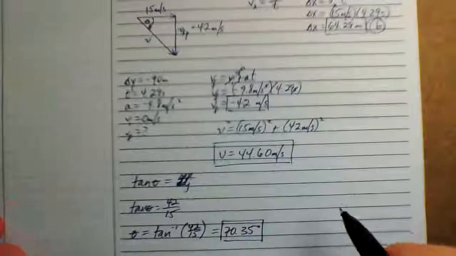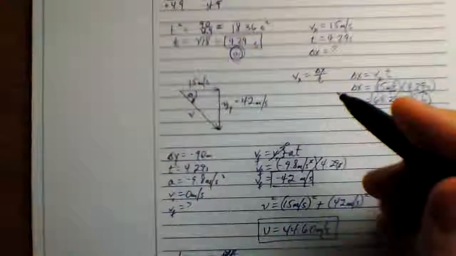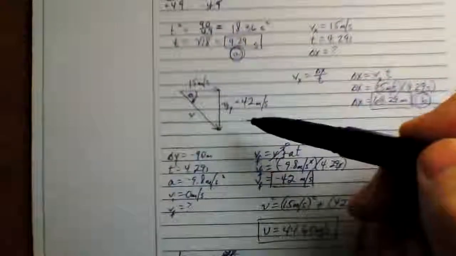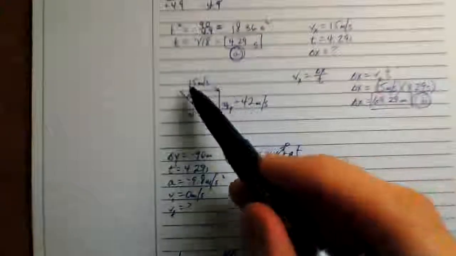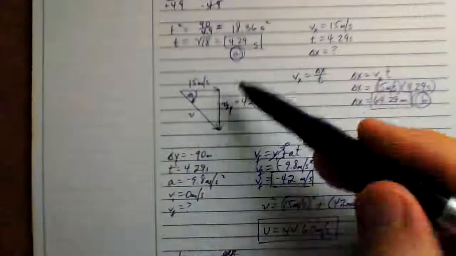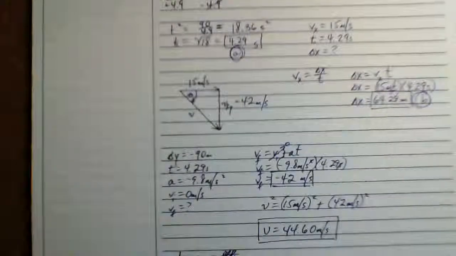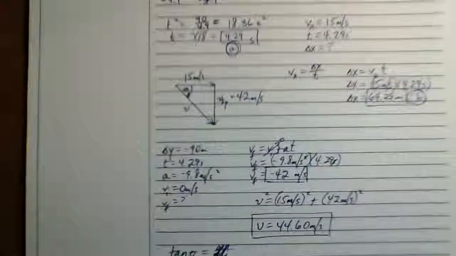All that really means is that when it hits the ground, it's hitting at this angle to the horizontal. It's moving to the right at 15 meters per second, down at 42 meters per second, overall 44.60 meters per second.